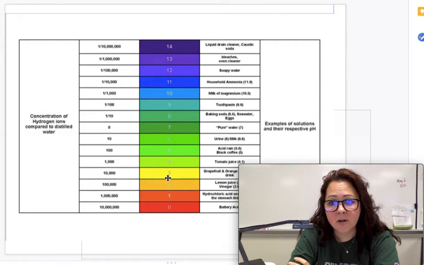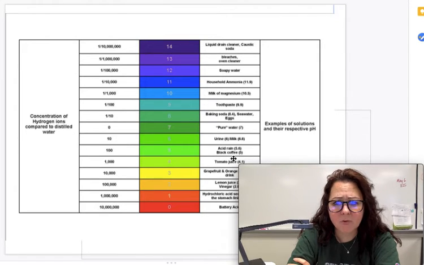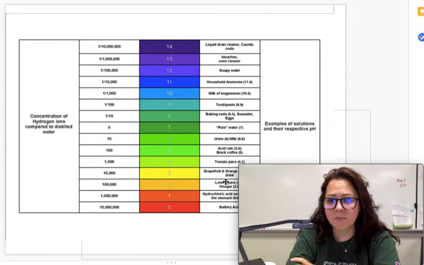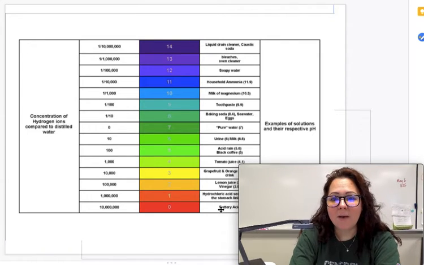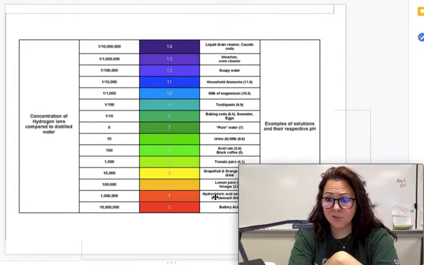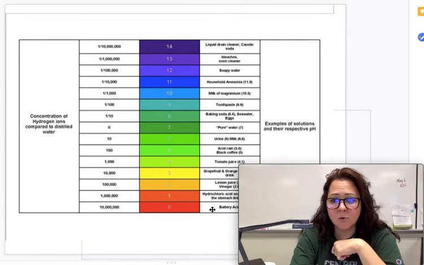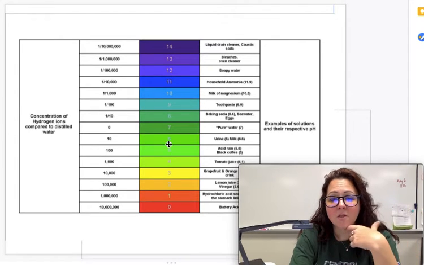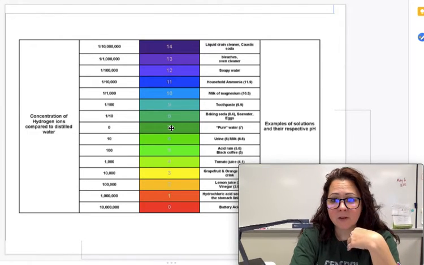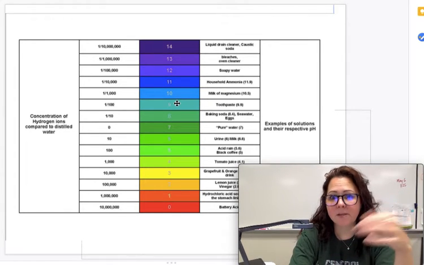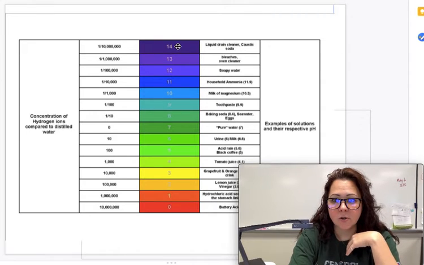This scale down here is for your acids. So you have urine, milk, acid rain, black coffee, tomato juice, grapefruit juice, lemon juice, vinegar, battery acid, hydrochloric acid that's in your stomach. All of those things are considered to be acids. The further you get away from 7, the stronger they get. So these are the strongest acids. Same thing up here, you can have really strong bases.